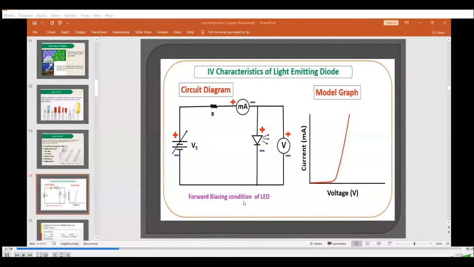That is why we will never use LED in reverse bias. Always we use it in the forward biased condition. Clear? These arrows are indicating that light is emitted out. So what are we doing initially?